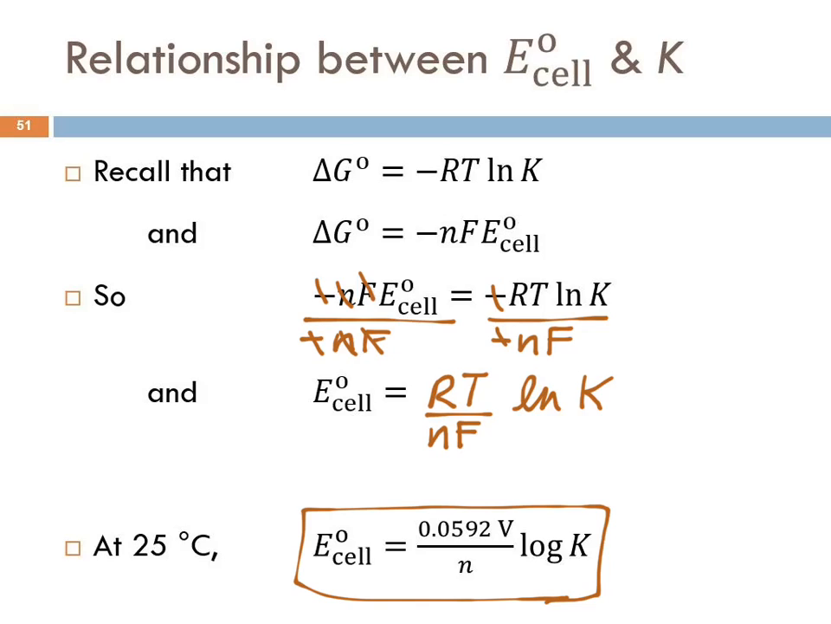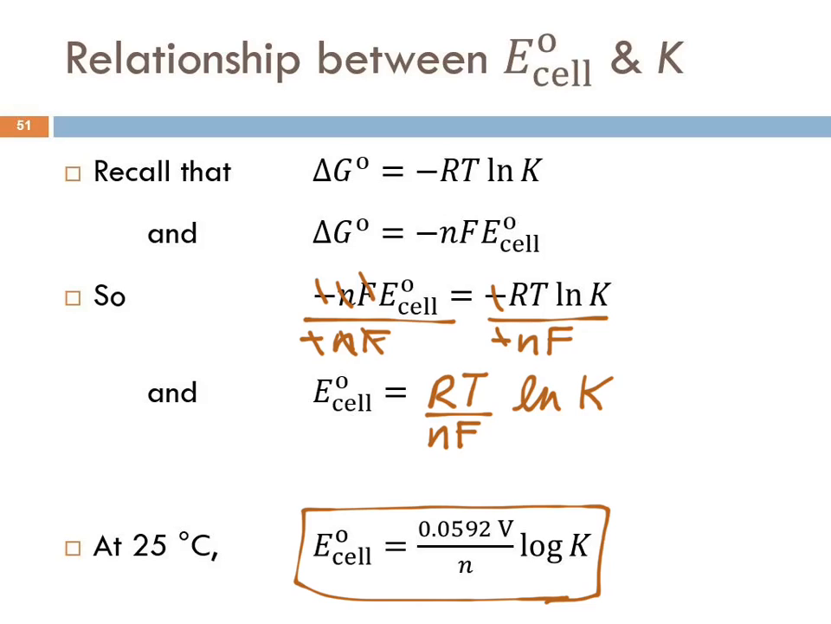Any questions? So it's just saying that the relationship between Ecell and K is an equation. Yes, there is a relationship, and it can be defined by an equation. So if you know the cell potential, you can figure out the equilibrium constant or vice versa. Are there words that we can put with that?